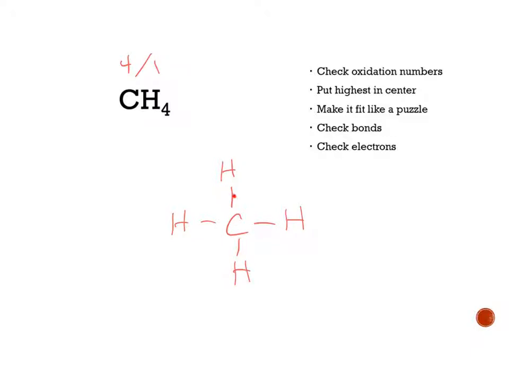And then we count electrons. Each hydrogen has 2, right? 1, 2. And then carbon is going to have 2, 4, 6, 8, right? So our bonds are good and our electrons are good. This would be our electron dot structure for CH4, which is just methane.